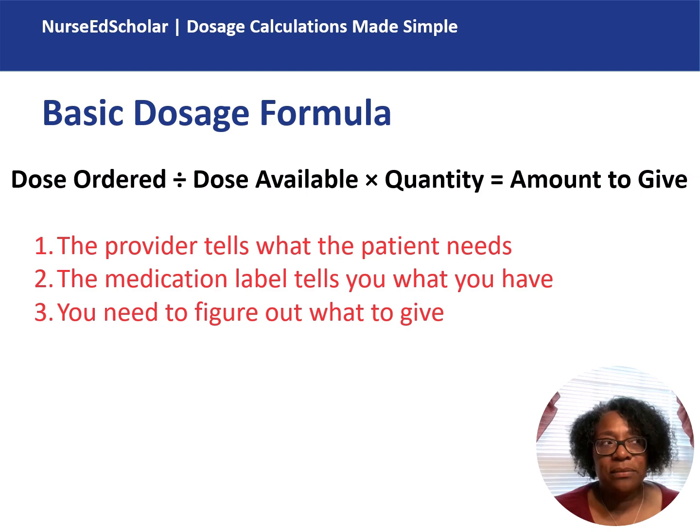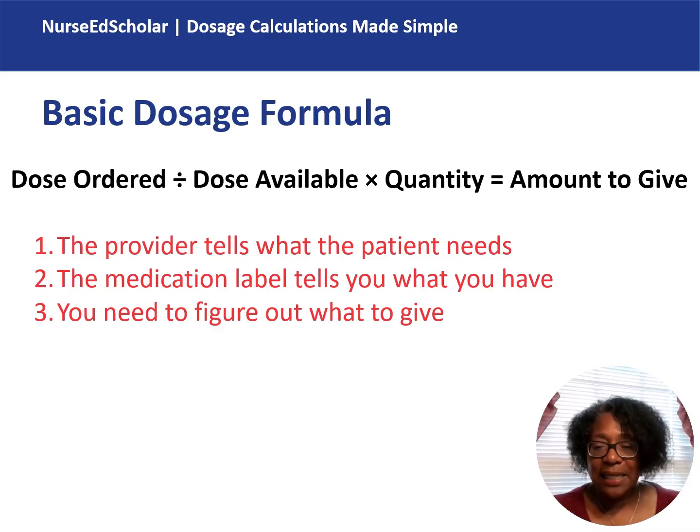So let's start out with a basic formula in dosage calculations, okay? It's always the dose ordered, divided by the dose available, and then you're going to multiply that by the quantity, like 1 tablet or 1 milliliter. And that's going to give you how much to give, okay?